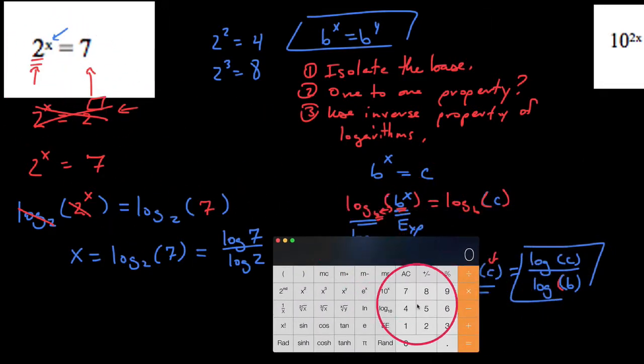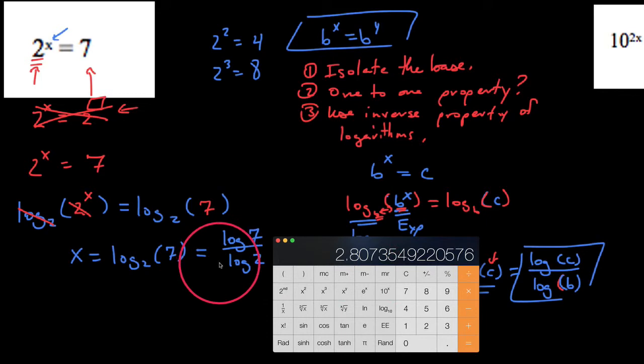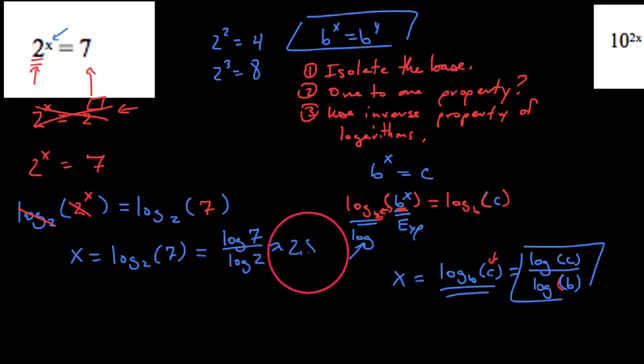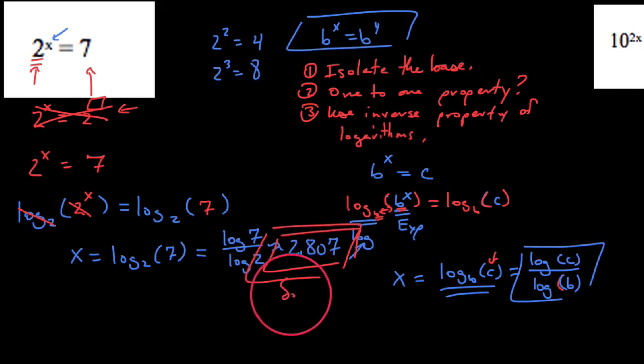So what I'm going to do is take the log of 7 first. I'm actually going to have to use the common log right there. So common log of 7 divided by, and I'll put in parentheses, the common log of 2. We get about 2.807. And I think 3 decimal places is approximately good here. I'm going to box this here. So we think this is the solution.